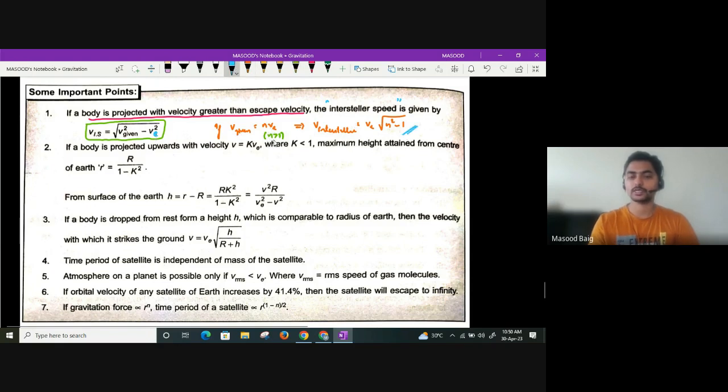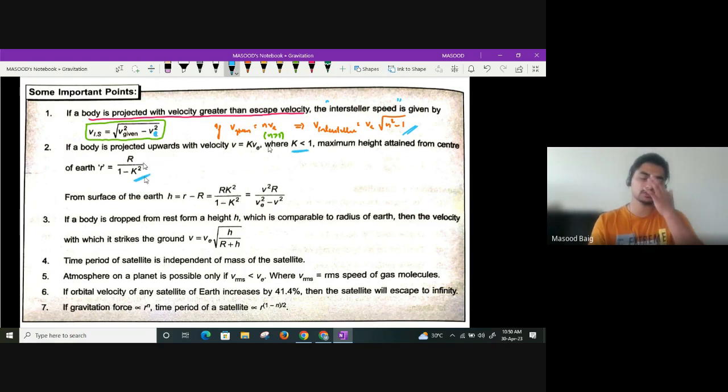Here the n value should be greater than 1. If the n value is less than 1, will it be moving into interstellar space? No, it is not going to move to interstellar space, guys. Clear, all of you? As you can see, if the k value is less than 1, the maximum height attained you can consider it will be r divided by 1 minus k square.